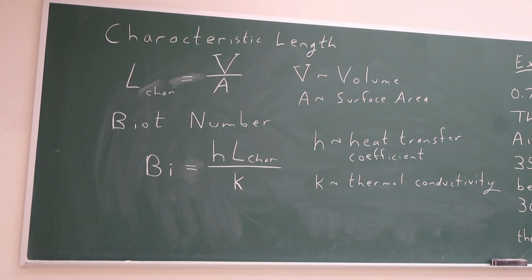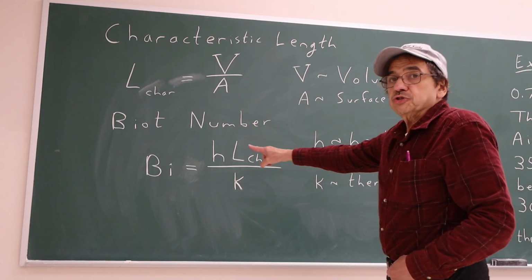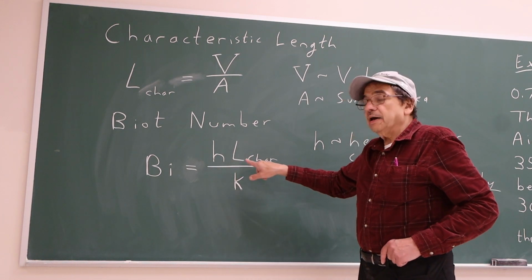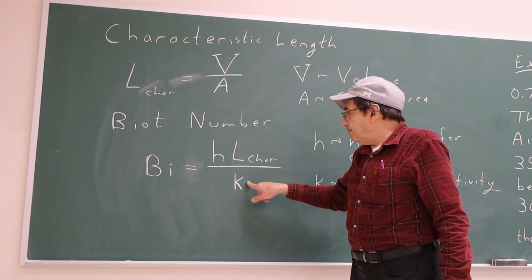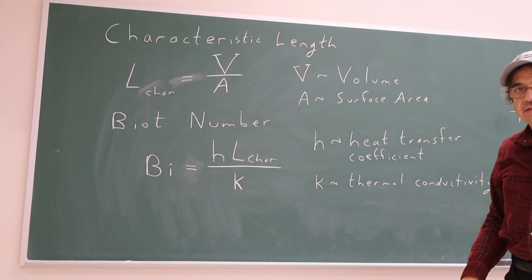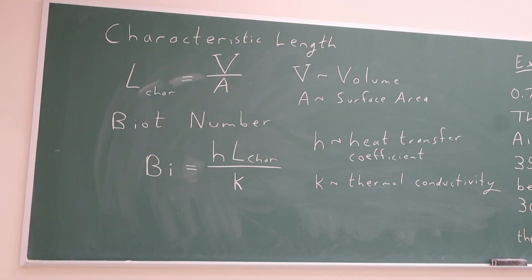In this video, we're going to look at lumped system approximation, and for that, we're going to need these equations. One is the characteristic length, which is the volume over the surface area of the object. We also need the Biot number, which is the heat transfer coefficient times the characteristic length, which we found up here, divided by the thermal conductivity. So we're going to use those.